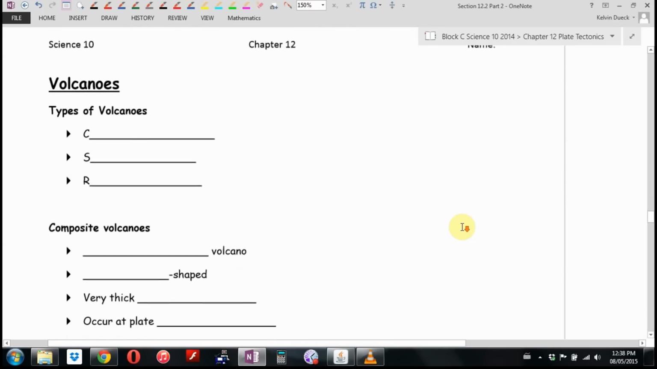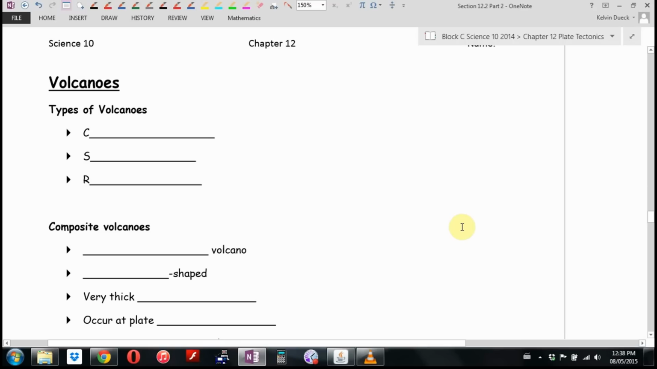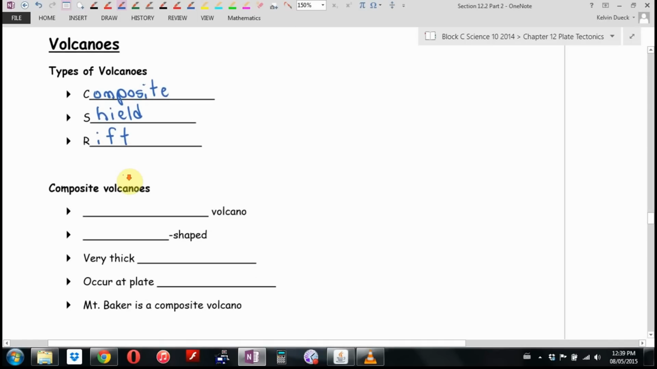Volcanoes. There are 3 types of volcanoes, and you'll need to know all 3. There are what are called composite, shield, and rift volcanoes. These are the big 3. Composite volcanoes, shield volcanoes, and rift volcanoes.